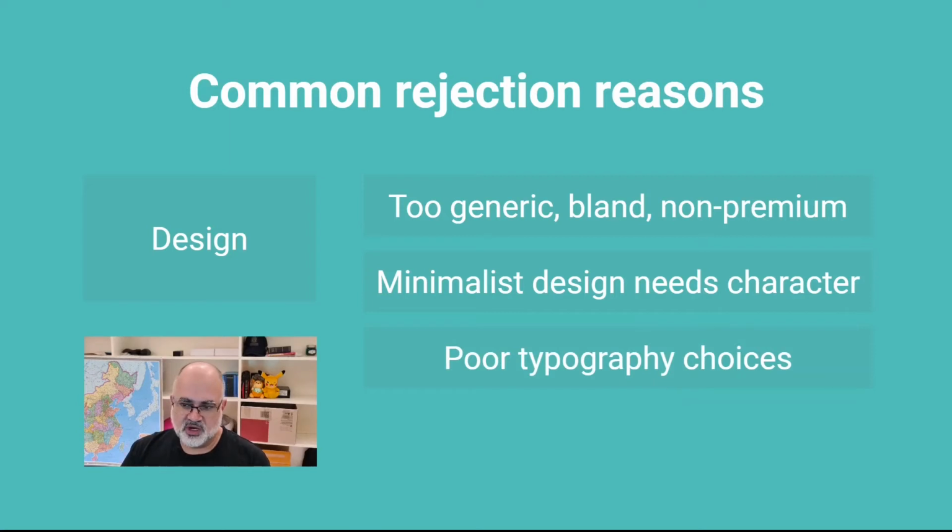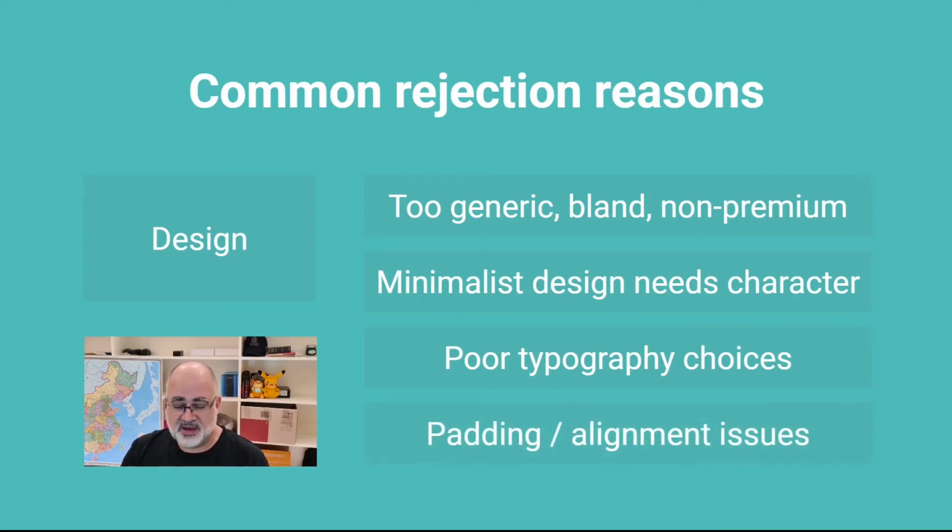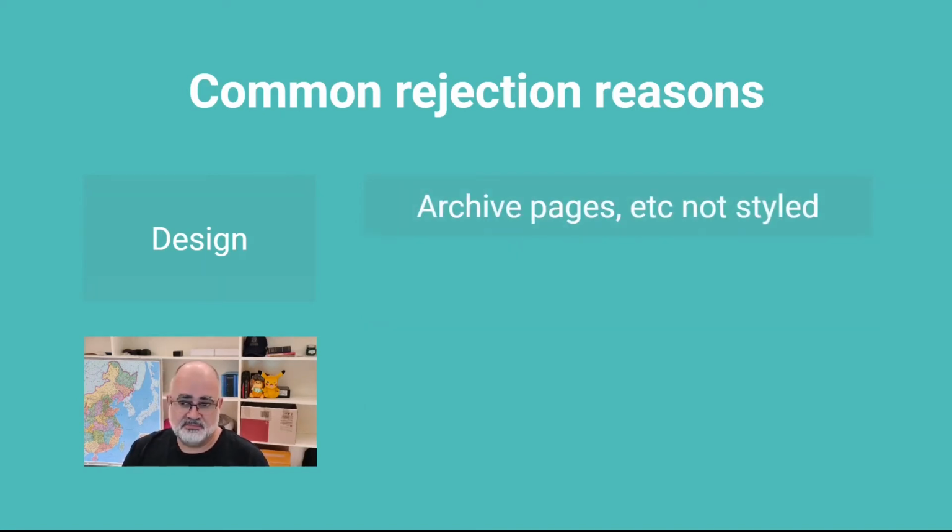We see a lot of poor typography choices. Now, obviously, with a lot of themes, the users will change the fonts, but your default fonts when the user first gets it should be really solid. We see a lot of padding and alignment issues. And a big one is we find authors putting a lot of effort into styling the homepage, but not styling the archive pages, the search pages, the category pages, the 404 page. You need to make sure that they're all styled properly because we check all those. And we do find authors missing that.